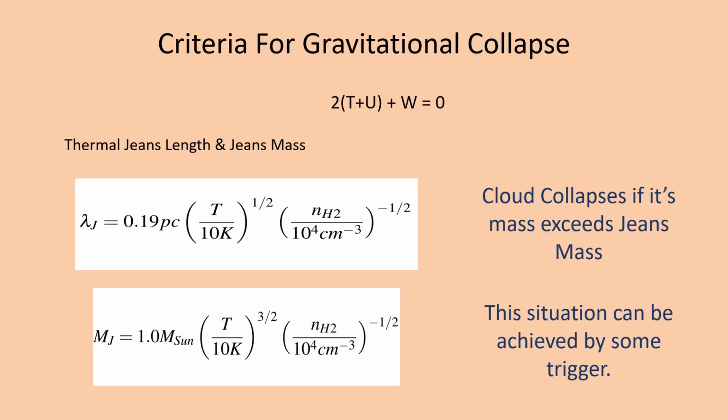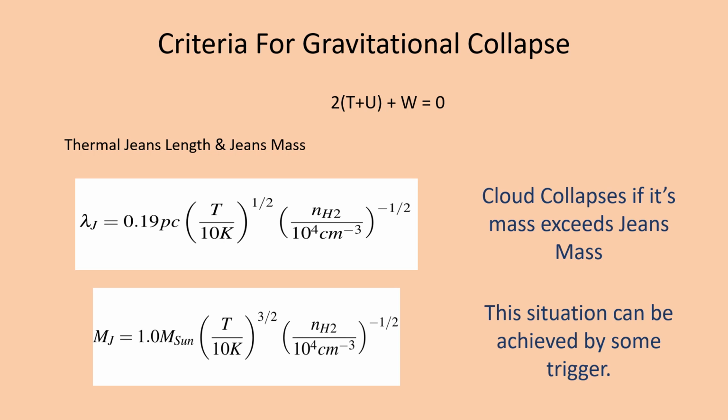The second condition is the criterion for gravitational collapse, and the condition is 2 into T plus U plus W equals 0. By substituting this value in our initial equation, we can find the length and the mass by the virial equation, and this length and mass were calculated by Professor Jeans. So this is known as Jeans length and Jeans mass. The Jeans length is 0.19 parsec into (T upon 10 Kelvin) to the power half into (concentration of H2 upon 10 to the power 4 per cubic centimeter) to the power minus half.